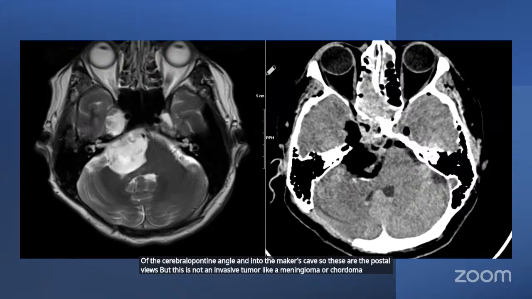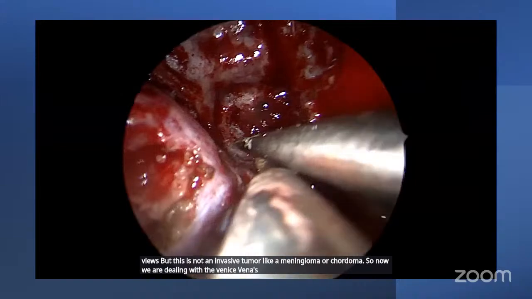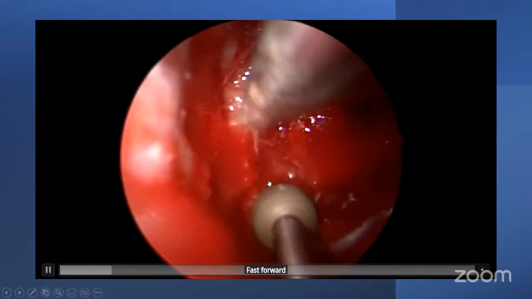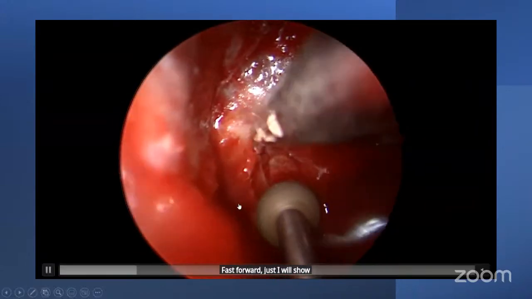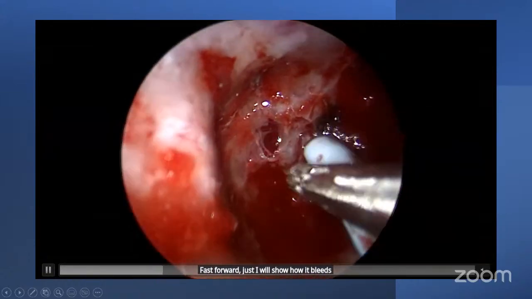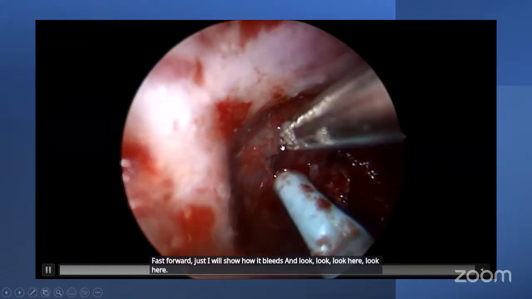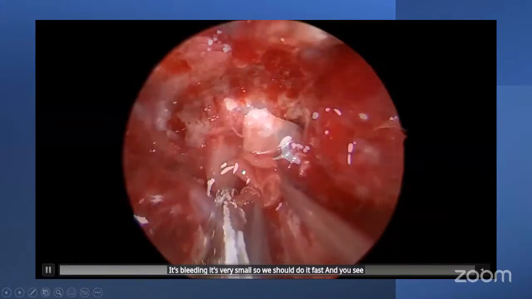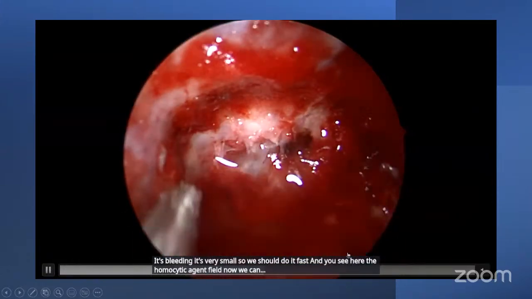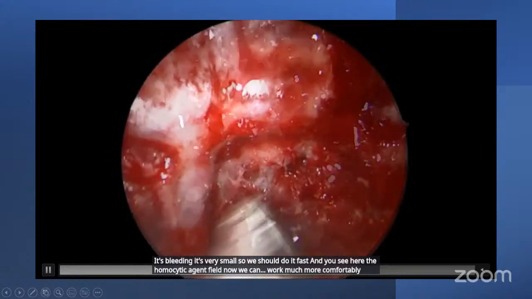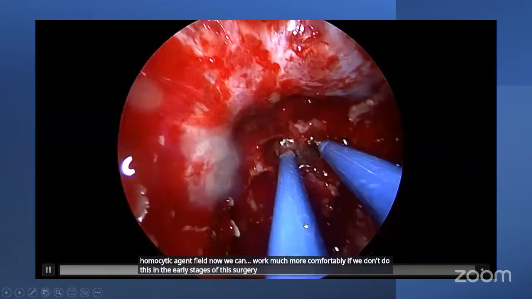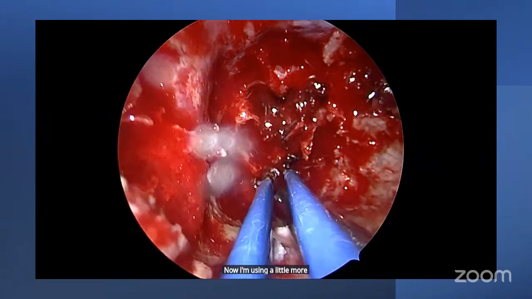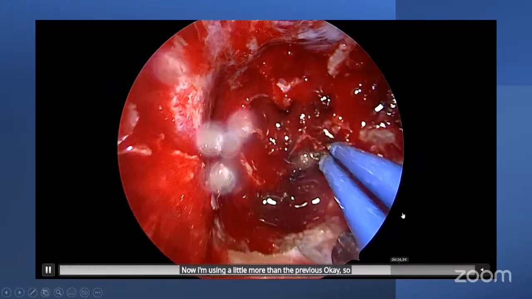So now we are dealing with the venous drainage of the skull base. What does it mean? This will be fast forward, I will just show how it bleeds. And look here. It's bleeding. It's very small, so we should do it fast. And you see here the hemostatic agent filled. Now we can work much more comfortably. If we don't do this in the early stages of this surgery, then we will deal with too much bleeding. Now I'm using a little more bipolar coagulation than in the previous case.